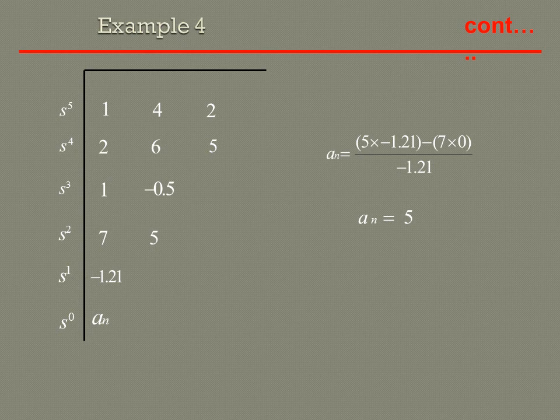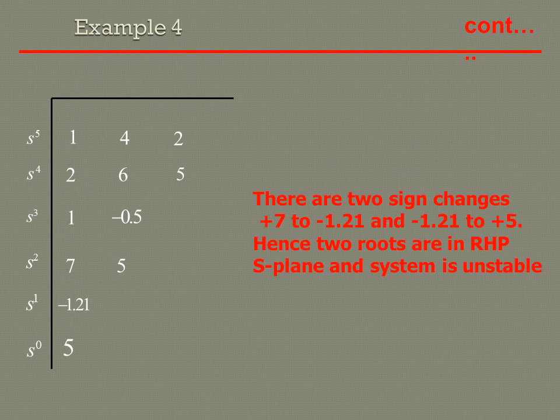So let us write the complete roots array, and it is like this. Observe the first column of the roots array. In this first column there are two sign changes, that is from plus 7 to minus 1.21, one sign change, and another sign change is from minus 1.21 to plus 5. Therefore, two roots of this system will be at the right half plane in the S plane and the system is unstable.